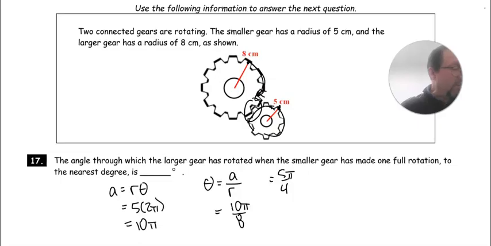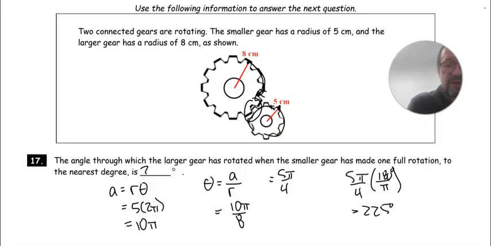And so now what we want to do is convert that into an angle in degrees. And so what we're going to do here is take that 5 pi over 4 and multiply it by 180 degrees over pi radians, and it turns out we get 225 degrees. And so that's the answer that we're looking for.